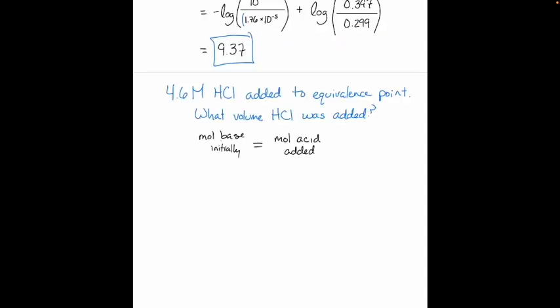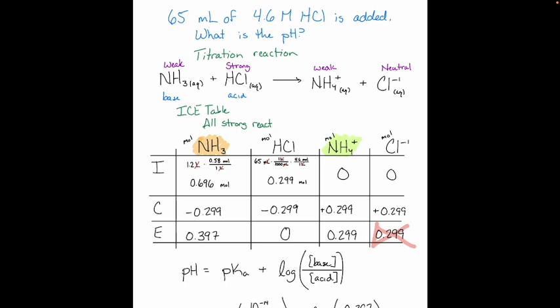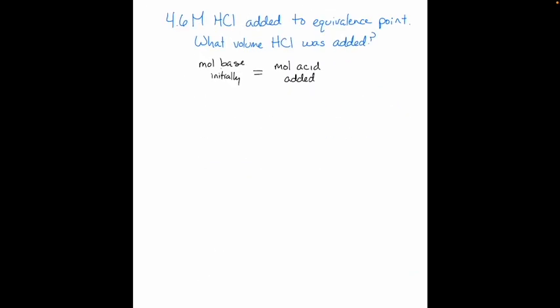Right, we did that calculation over here when we did our ice table, volume times concentration. We got our 0.696 moles of ammonia. That's our initial base number of moles, which means that at the equivalence point, I'm going to have 0.696 moles of HCl. So again, this is a problem straight out of our solutions chapter. Tell me what volume of 4.6 molar HCl would have had to have been added in order to account for that 0.696 moles of HCl.